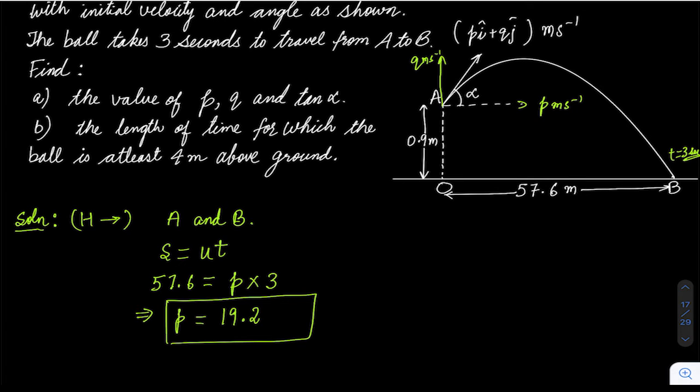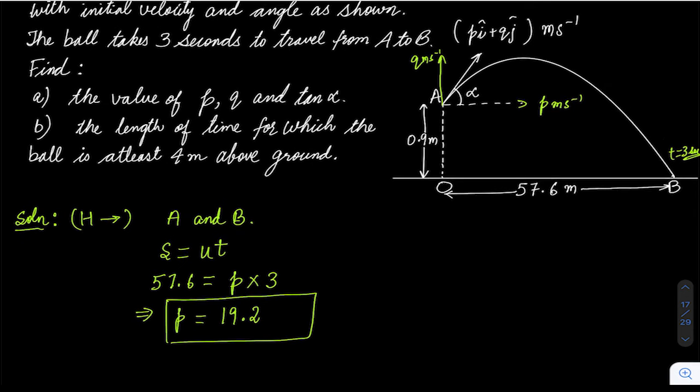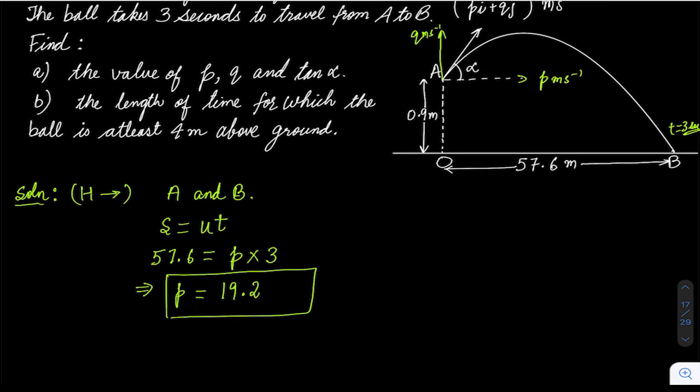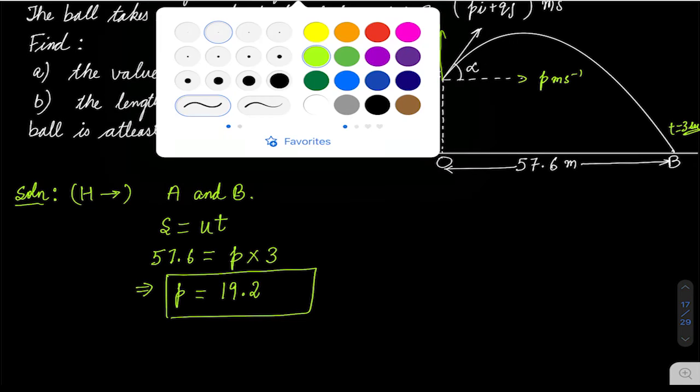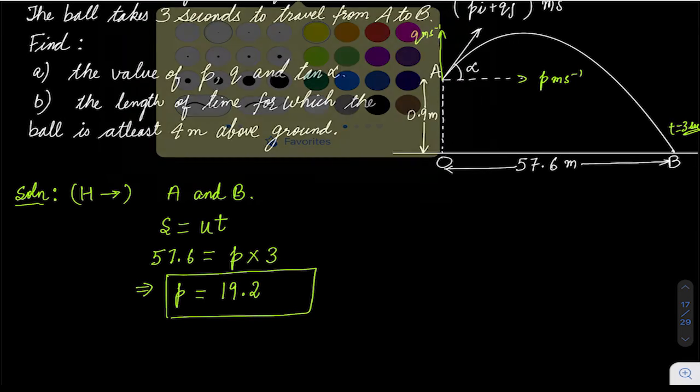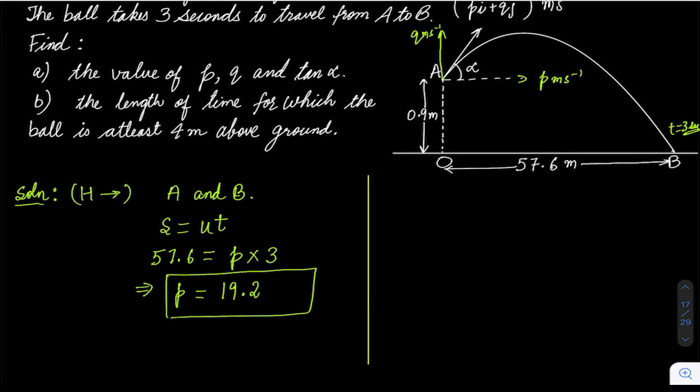So basically, this is my value of P. Okay, so I now know the horizontal velocity. Okay, so next I have to find the value of Q and tan alpha. So now you have to think how you can find the value of Q. For that, Q is vertical velocity. So if vertical velocity is there, obviously we will have to use the vertical motion. So let's try to write what we know in the vertical motion.